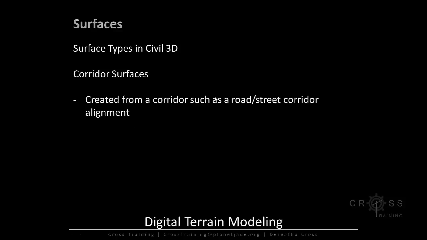And then the last type of surface is corridor surfaces. These types of surfaces are created from a corridor, such as a road or street corridor alignment. I do have a separate tutorial series just for road and street corridor alignment, so it will not be covered in this section, but it's definitely going to be its own section since it's a very large tutorial series.